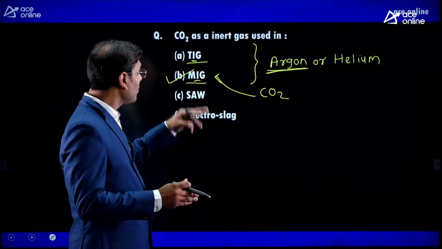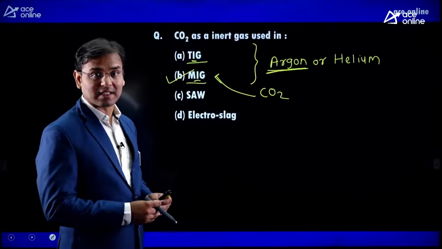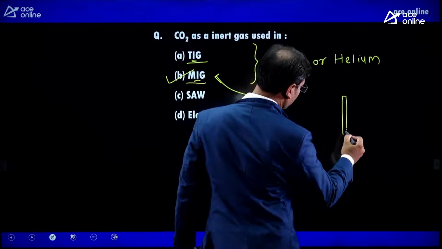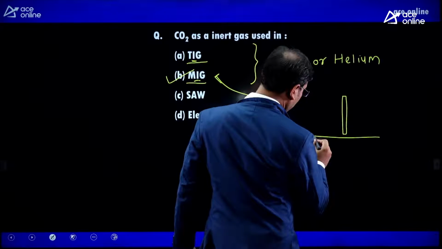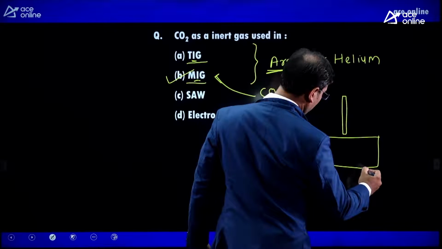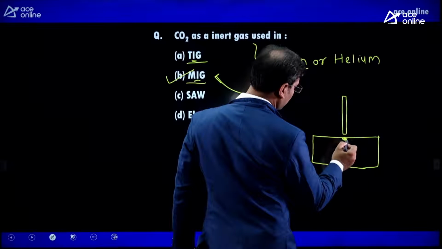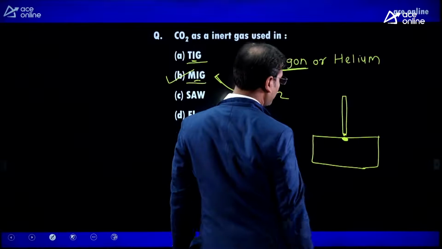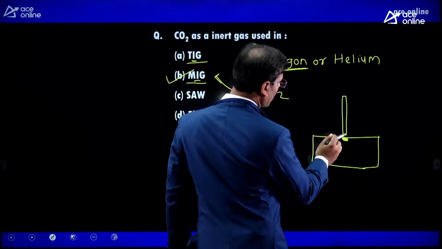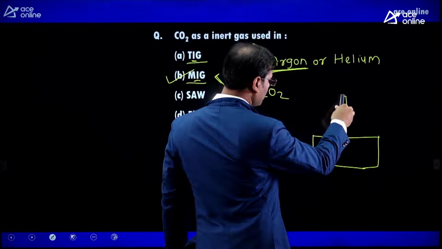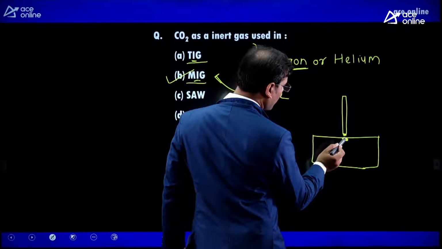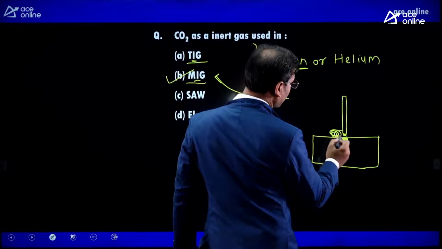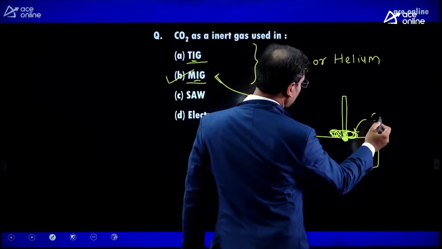Guys, but CO2 is not possible to use in the TIG method. Okay, why is it not possible? Because there is one method of metal transfer in MIG, that is short circuiting. Just see, if here is the molten metal, then the tip of the tool is touching here and supplying. Here a small drop of molten metal is developed. Then we push that small drop down with the tool, it touches the weld pool and supplies the molten metal. And here we can use CO2 as the inert gas.